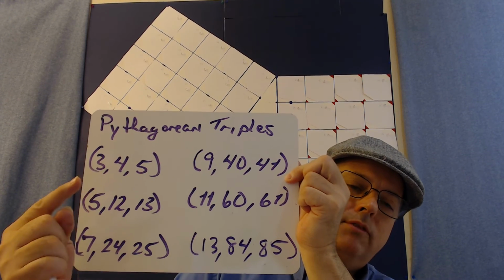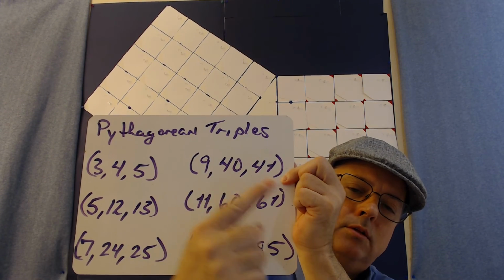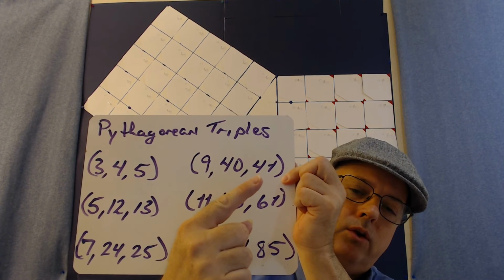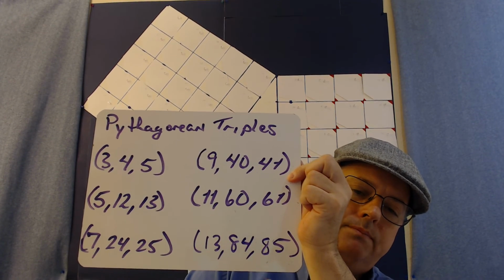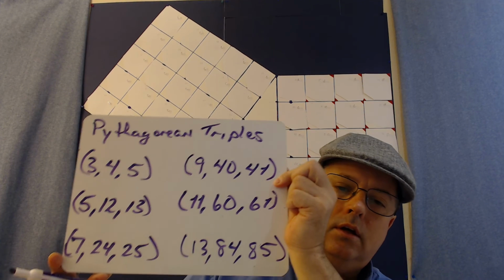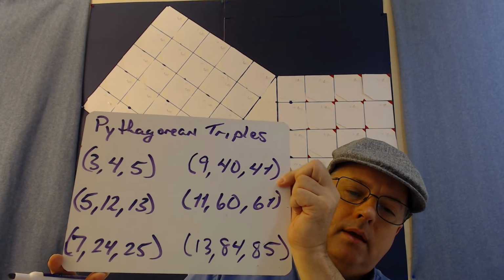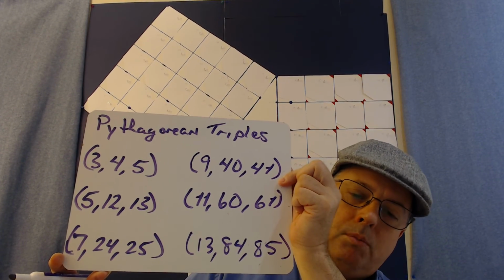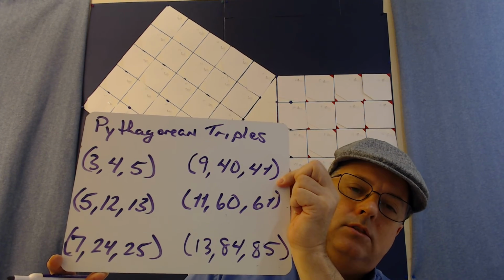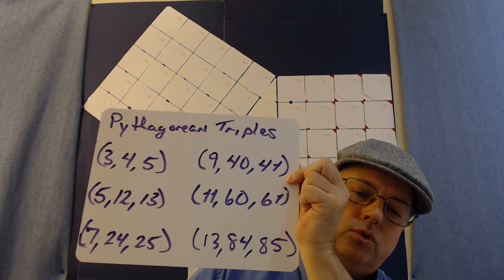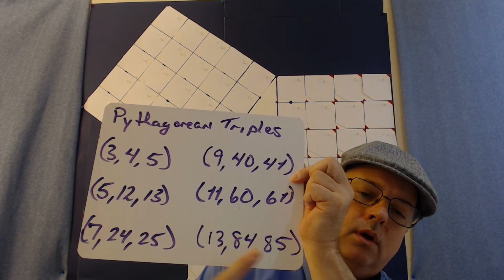But since we have this pattern, check out this pattern. Every C value is 1 more than the B value. And so maybe something is going on there. Maybe that can give us a formula for generating these types of Pythagorean triples, where the C value is 1 more than the B value. And so that's what we're going to do next. We're going to show our first Pythagorean generating triple formula.